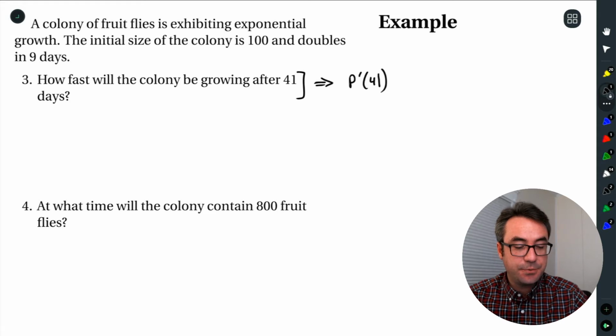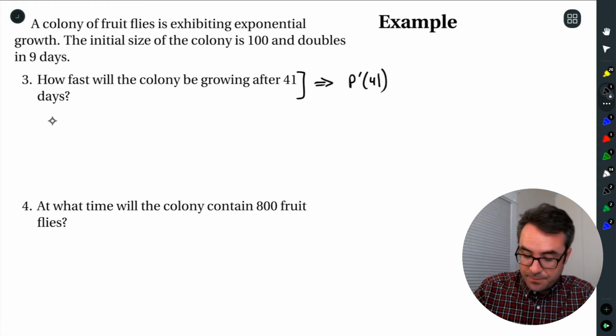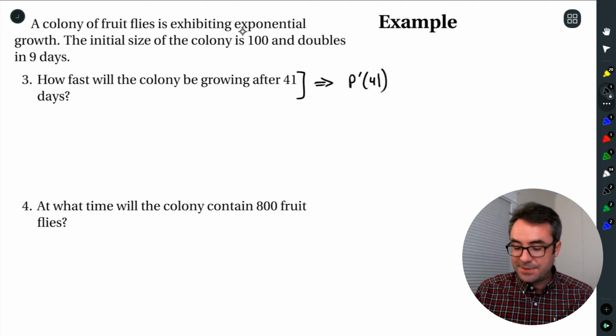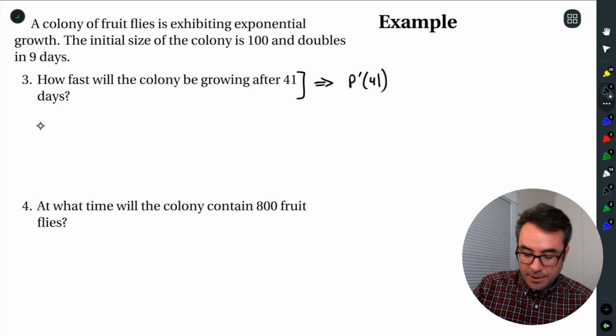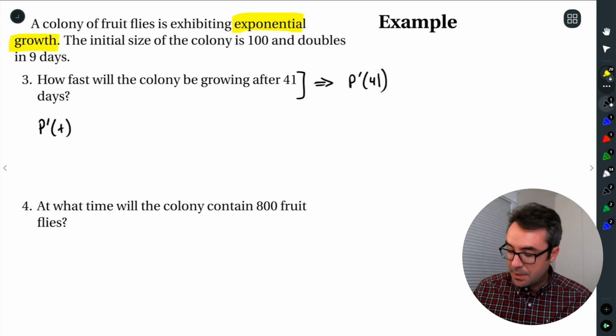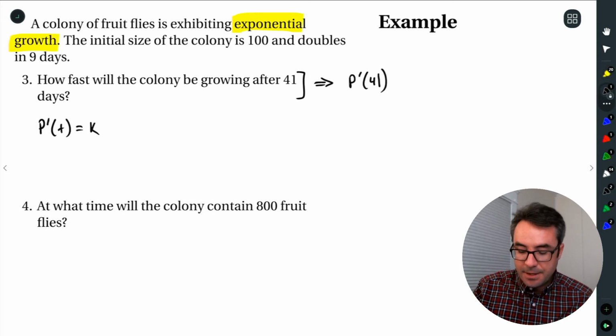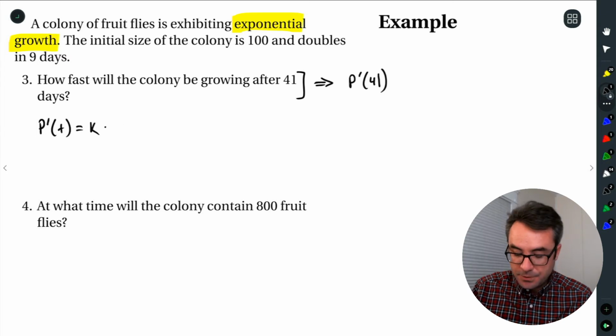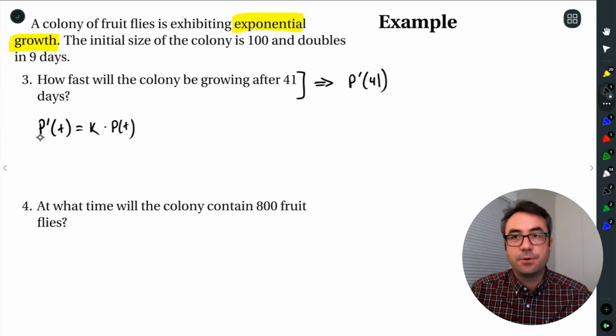And there's a few ways to do this. So we do have our exponential growth setup here, which starts with our differential equation. If we have something that's growing exponentially, what that really means is the rate of growth is proportional to the size of the population. So P prime is equal to constant k times our population.